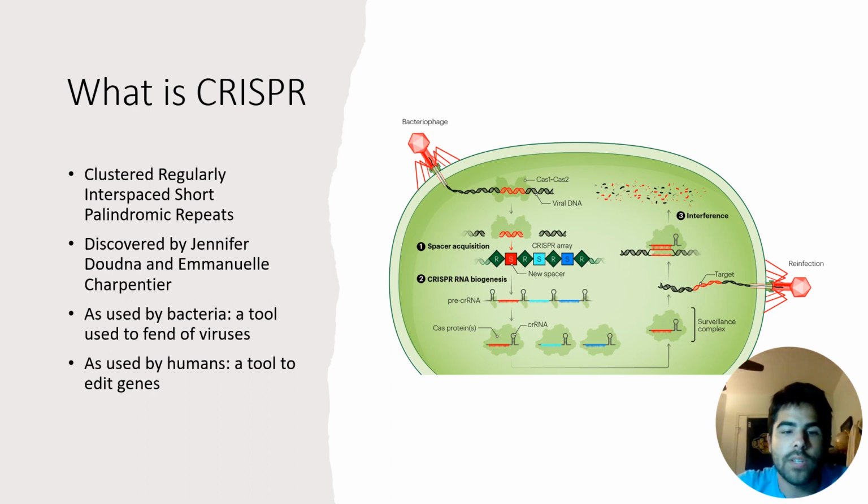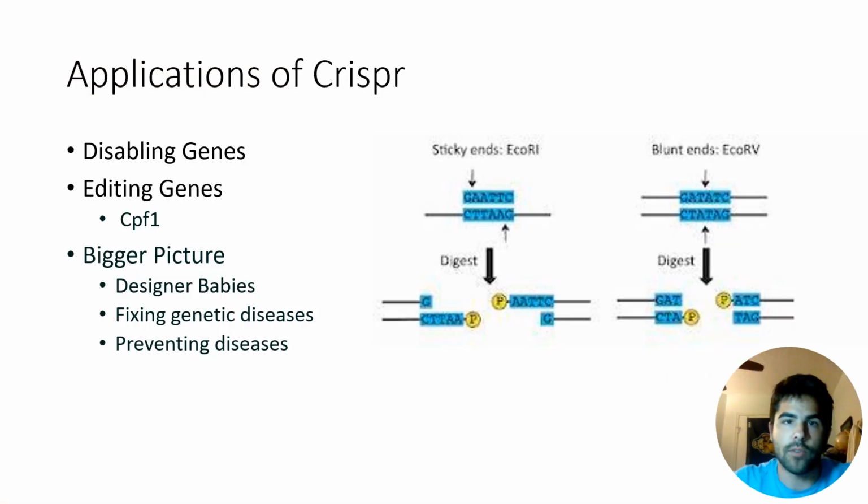So as used by humans, well, we've decided to take this Cas protein and this system of guide RNAs, and what we can do is we can make our own guide RNAs and put them into Cas proteins, and we can guide these Cas proteins to specific points in the human genome, and by cutting on both sides of a gene, remove a gene. Of course, if we remove genes, we can put in new genes, and we'll talk about this further in the next slide.